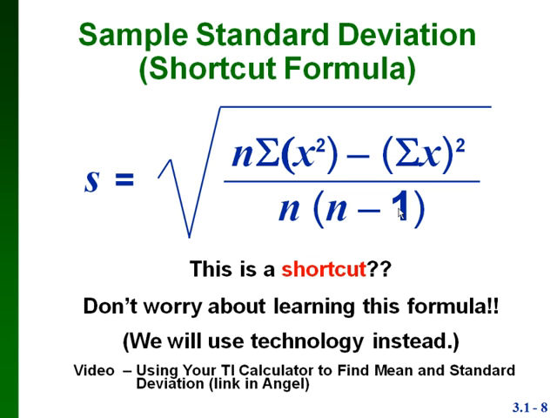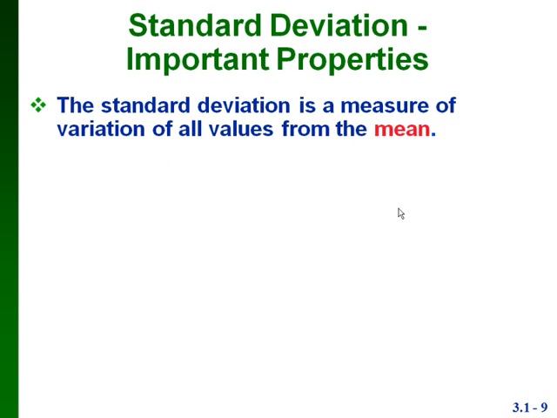If you have a TI 83 or 84 calculator and you'd like to use it to find the mean and standard deviation, it's really pretty simple. There's another short video in Angel that shows you how to do that. And I would highly suggest that you watch that video if you don't already know how to find that on your TI calculator. The main thing I want you to understand about the standard deviation is not how to use that nasty formula on the last slide, but the different properties of the standard deviation.